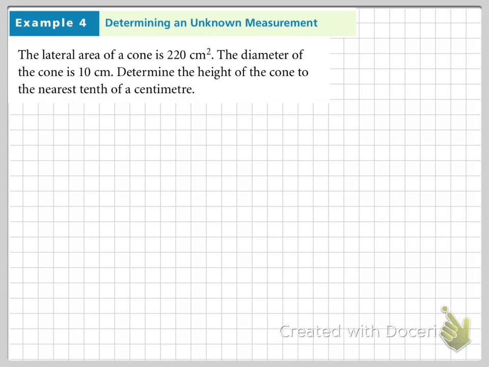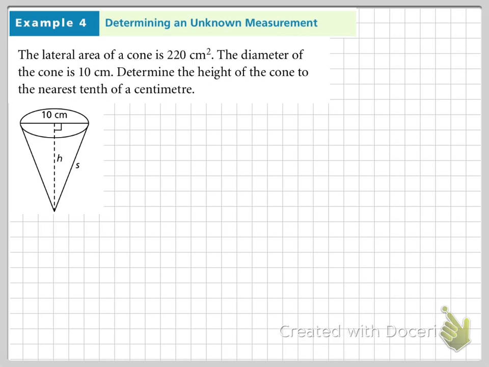In our last example, we're going to do determining the measure of an unknown measurement. Well, here we have the lateral area of a cone is 220 square centimeters. The diameter of the cone is 10. We want to figure out what the height of the cone is to the nearest tenth of a centimeter. So here we have our picture. We have the diameter being 10. We want to figure out h.